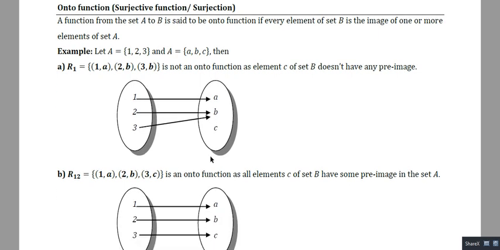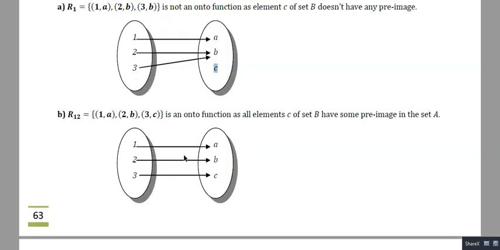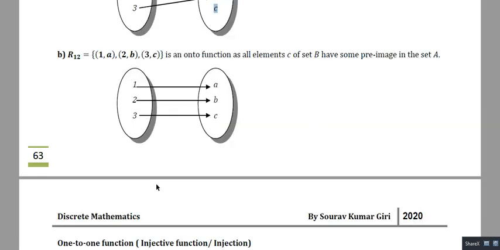Right. So this particular function cannot be called an onto function. This is a function, but it cannot be called an onto function because this element c has no pre-image in set A. Again, yes, we can call this an onto function or surjective function because all the elements a, b, c have some pre-image in set A, right?